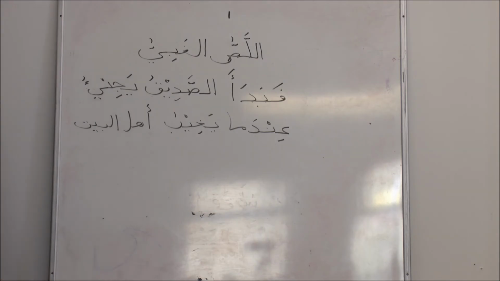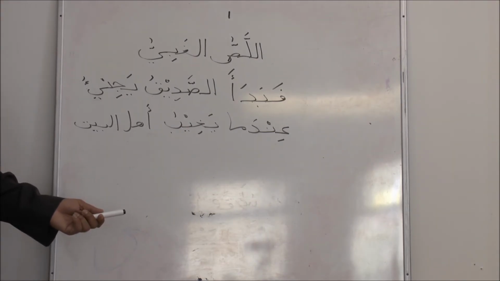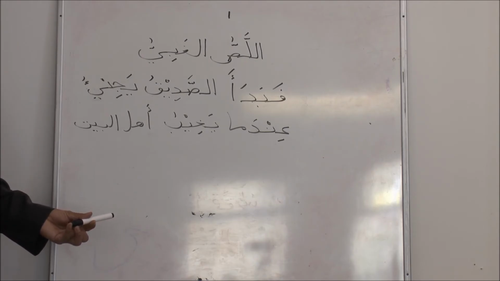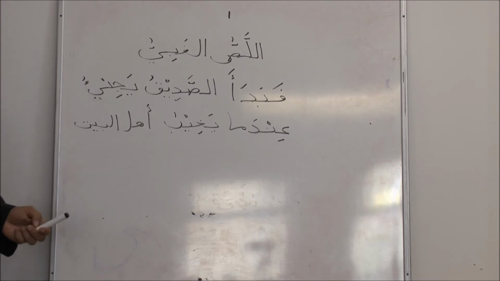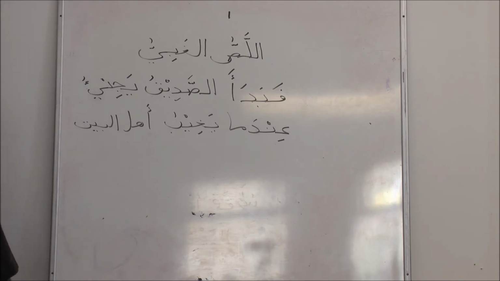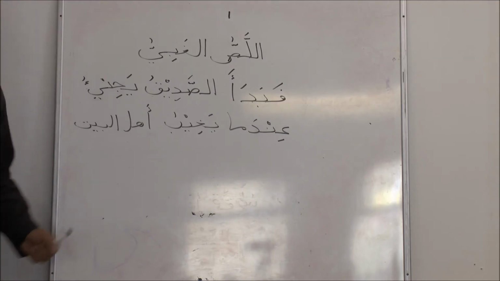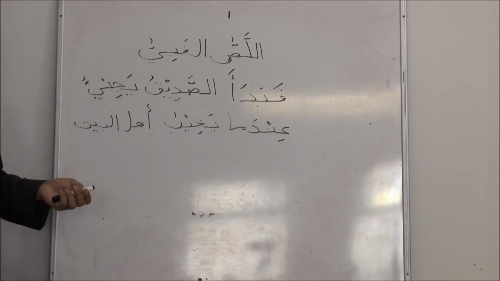I don't think we've encountered yaghibu before. What type of word is yaghibu? I think it's still a verb. You think it's a verb. What do you think, Ahsan? I think it's a present tense verb. Maybe. What are the indicators that it's a verb? You're right, but what are the indicators? What's the first one?